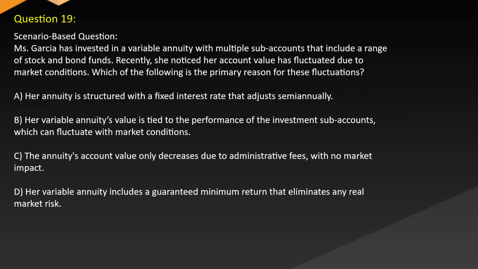Question 19. Scenario-based question. Ms. Garcia has invested in a variable annuity with multiple sub-accounts that include a range of stock and bond funds. Recently, she noticed her account value has fluctuated due to market conditions. Which of the following is the primary reason for these fluctuations? A. Her annuity is structured with a fixed interest rate that adjusts semi-annually. B. Her variable annuity's value is tied to the performance of the investment sub-accounts, which can fluctuate with market conditions. C. The annuity's account value only decreases due to administrative fees with no market impact. D. Her variable annuity includes a guaranteed minimum return that eliminates any real market risk.